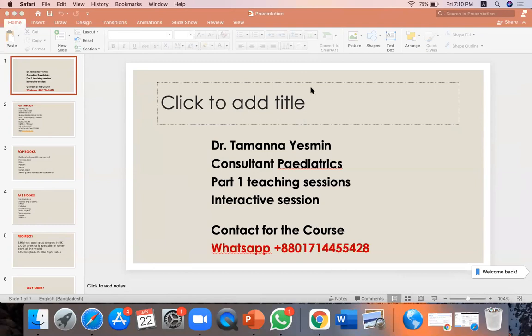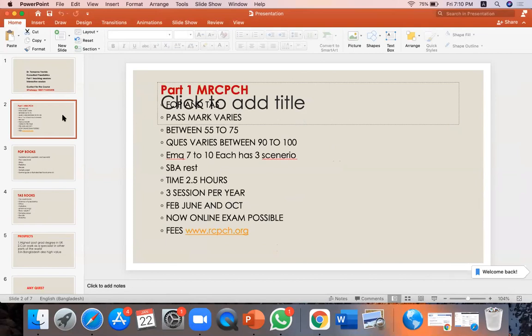Okay, so this is our course. Just have a glimpse of our course. Now, most of the candidates ask me about the Part 1 MRCPCH question pattern, how the question pattern occurs.